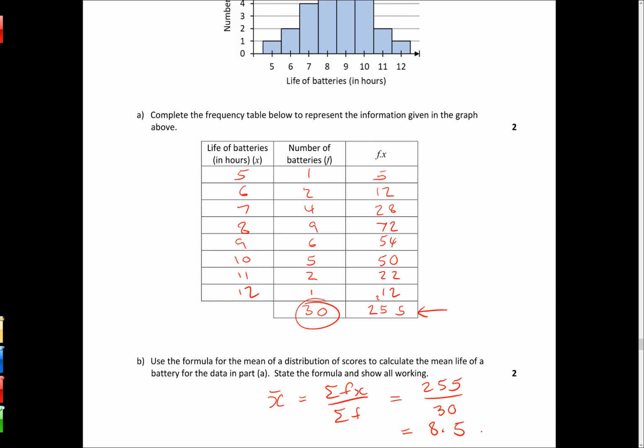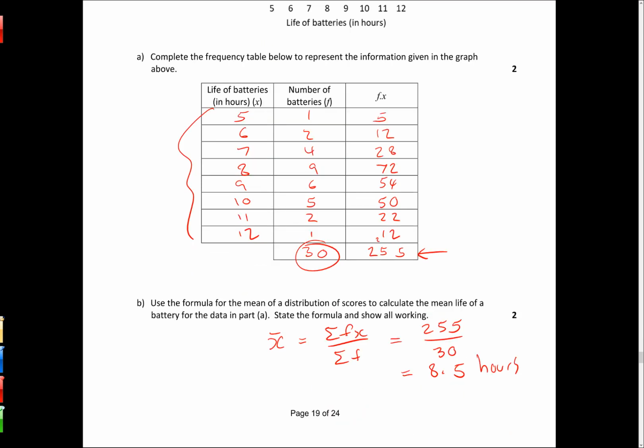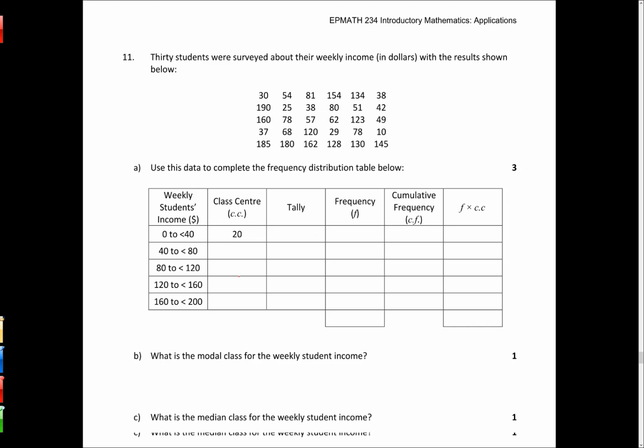But I should write its units, hours. Does that seem about right? They went from 5 to 12, 8.5. Yeah, that seems quite reasonable. I'm not questioning it. Now 30 students were surveyed about their weekly income in dollars with the results shown. Okay. Alright. Use this data to complete the frequency distribution table.